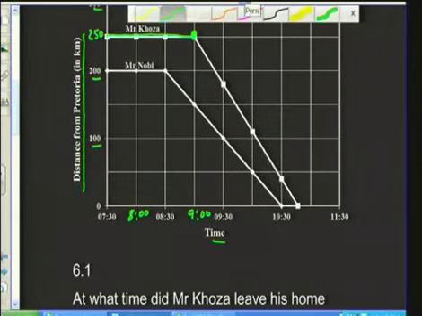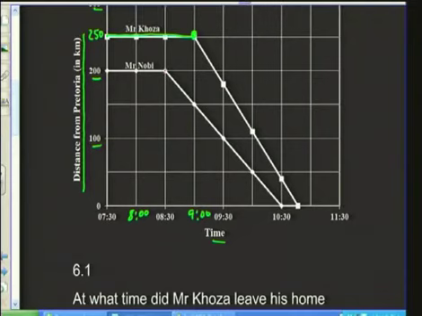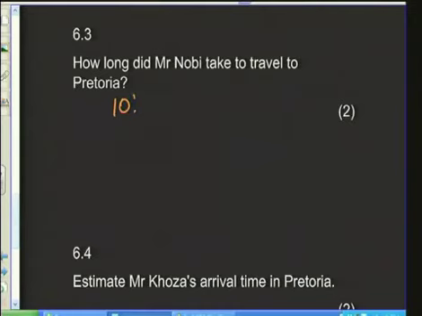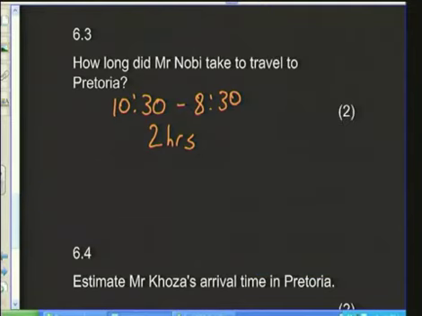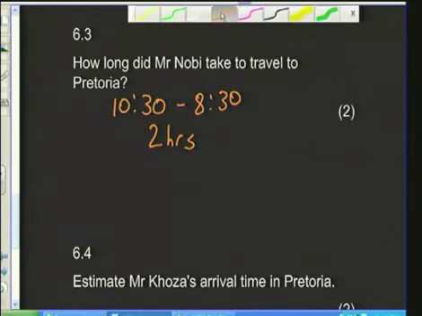How long did Mr. Norby take to travel to Pretoria? Right, so now we want to know how long it took him to travel. He left at 8:30 and he arrived at 10:30. So we've got our 10:30 minus our 8:30. Now I know this is an easy calculation, this is 2 hours. But let us just practice using that button on the calculator. He arrived at 10 hours, 30 minutes, minus 8 hours, 30 minutes, and we get an answer of 2 hours. So practice using that button, it really is stunning. So 2 hours, I know that was an easy calculation.